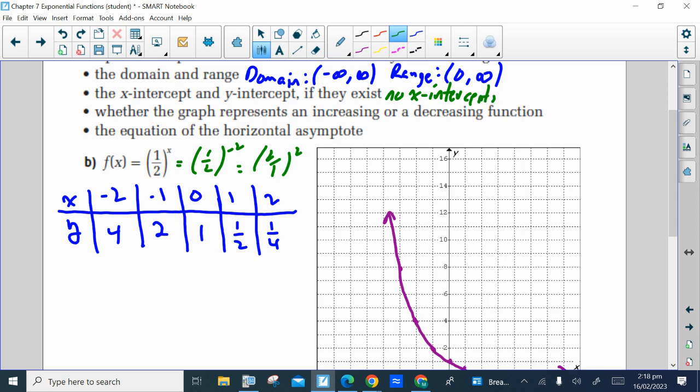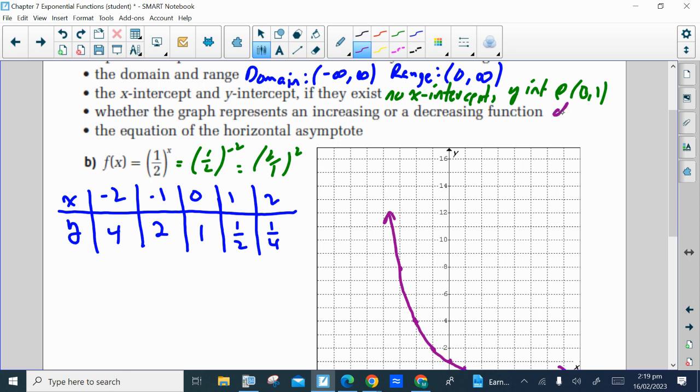But there is a y-intercept, and that is at the point (0, 1). Doesn't matter what the base is, anything to the power 0 always equals 1. When x is 0, no matter what the base is, you'll always get 1 as the answer.